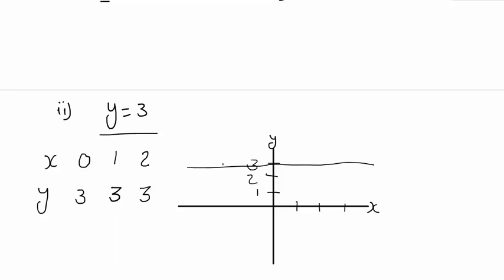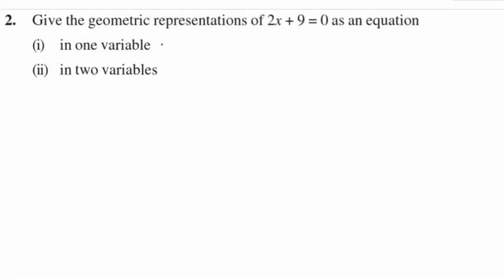So this is the line where y is always 3, whereas x is always changing. Here x is 1, here x is 2, here x is 3, but y is the same. So this represents y equals 3 in two variables, say x and y. Now the second question is, give the geometric representation of 2x plus 9 equals 0 as an equation in one variable.